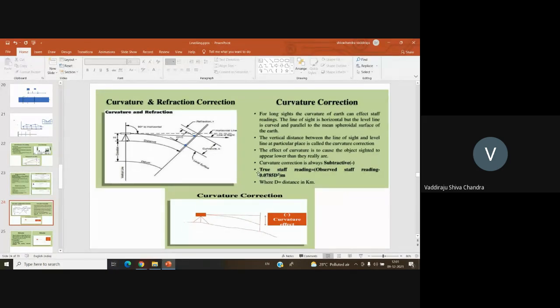In order to get the true staff reading, it is the observed staff reading minus 0.0785 d square, where d is the distance in kilometers. If you use this equation, you will be getting the correct staff reading, eliminating the curvature effect. So this is the equation that is used: observed staff reading minus 0.0785 d square, where d is the distance between the instrument position and the staff position, and it should be mentioned in kilometers.